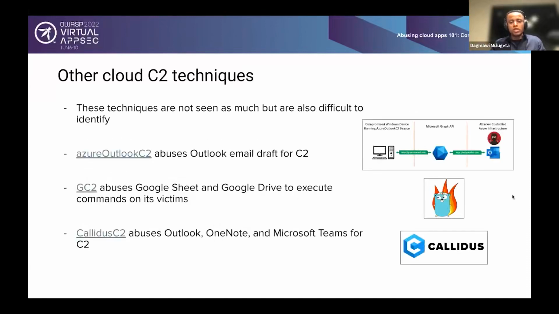So while we didn't mention these other tools because we don't see them as much, they're also very important to know they exist. Azure Outlook C2 abuses Outlook email drafts for C2. GC2 abuses Google Sheets and Google Drive to execute commands on its victims. So the commands are actually written in the cells in the Google Sheets. And then Calida C2 abuses Outlook, OneNote, and Microsoft Teams for C2. So maybe the corporate system you're targeting uses these other cloud applications that you want to blend in with. Maybe you want to use these other tools as well.